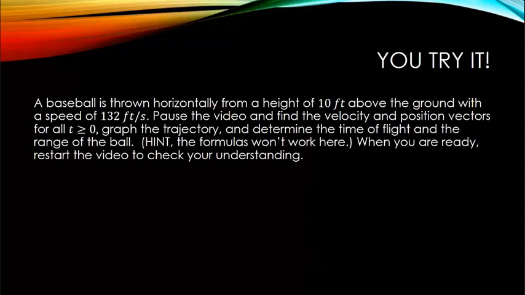So now you get to try it. A baseball is thrown horizontally from a height of 10 feet above the ground with a speed of 132 feet per second. Pause the video and find the velocity and position vectors for all t greater than or equal to 0. Graph the trajectory and determine the time of flight and the range of the ball. The hint I give you here is that my formulas don't work. When you're ready, restart the video to check your understanding.